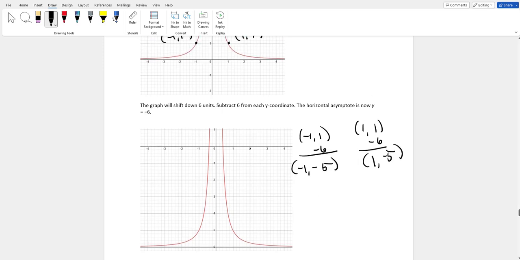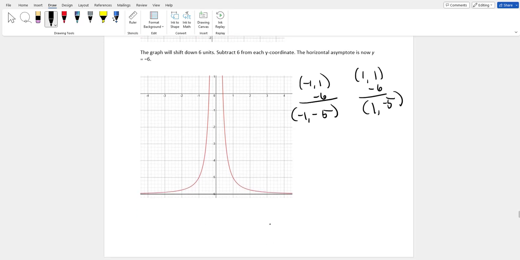And since the x-axis was my original horizontal asymptote, we have to shift that down 6. So now my horizontal asymptote is y is equal to -6. And we got these 2 points that have now shifted: -1, -5, and 1, -5. So this graph is the final graph.